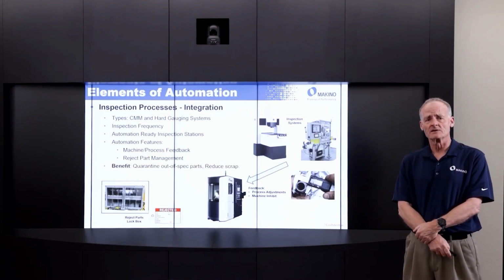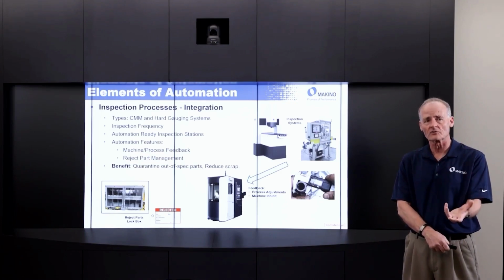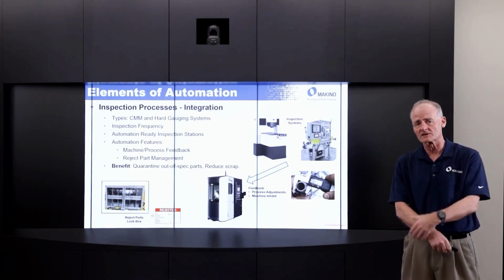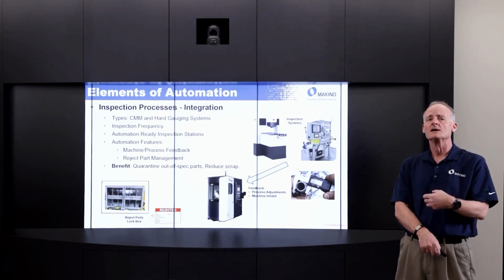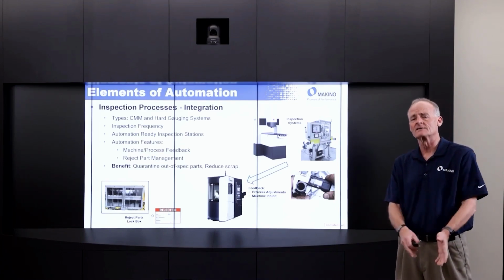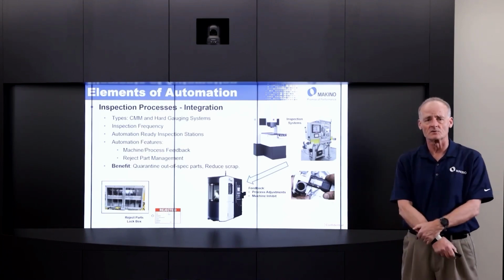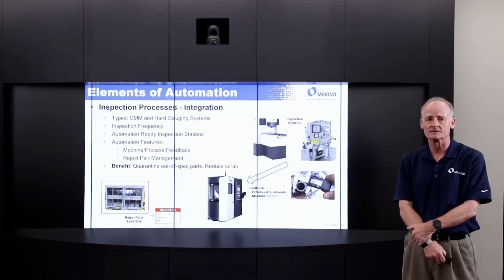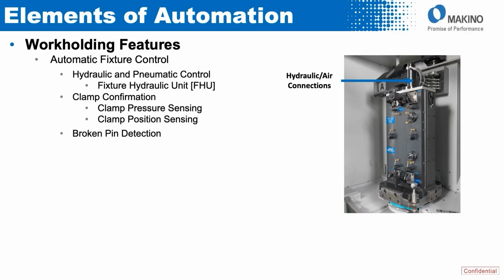So the benefit here is that you're going to potentially reduce your scrap as you look at the inspection frequency and you're checking the parts, and you're going to quarantine out-of-spec parts so they don't go down the line. They're not going on to the next process after having been rejected out of the machining process. Work holding features. So let's talk about the fixture control. And this typically has to do with part automation, where we're loading a part into a fixture that's resident on the machine.